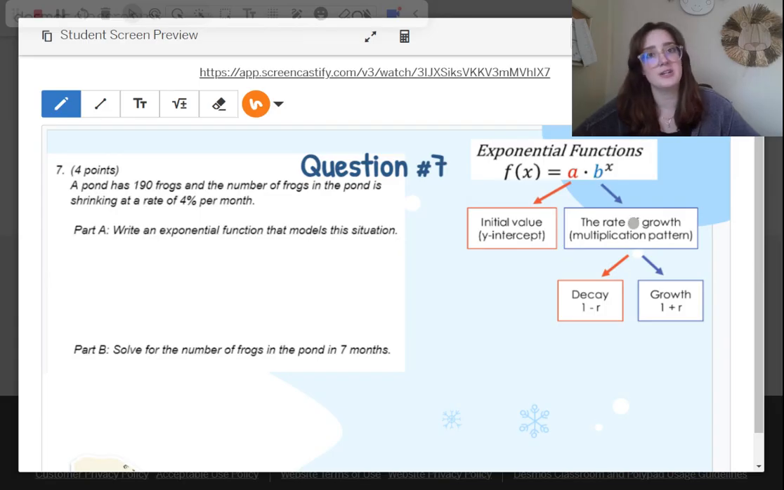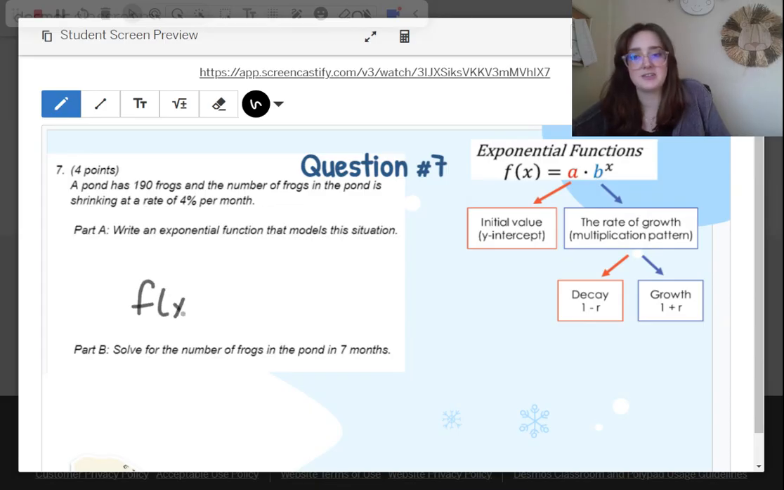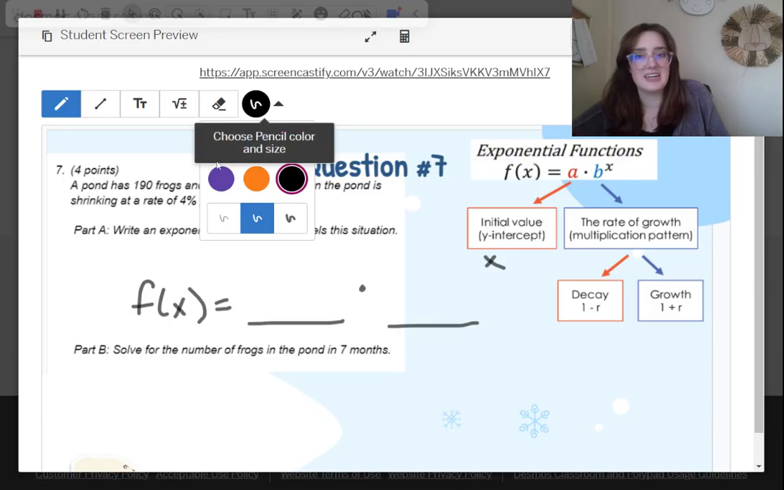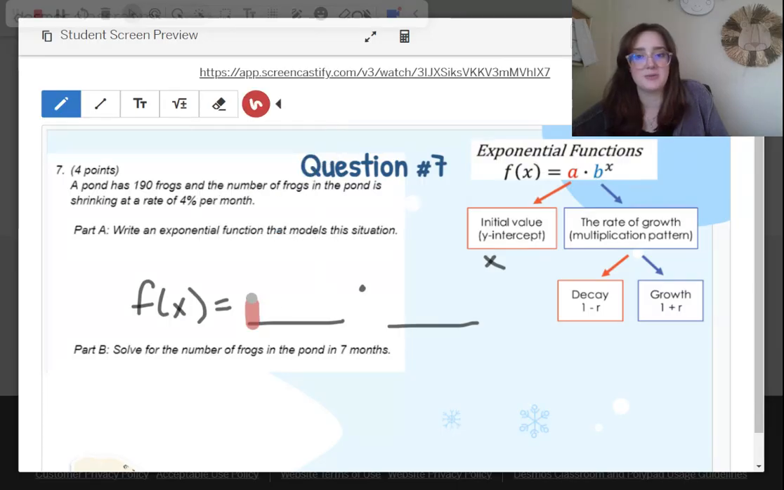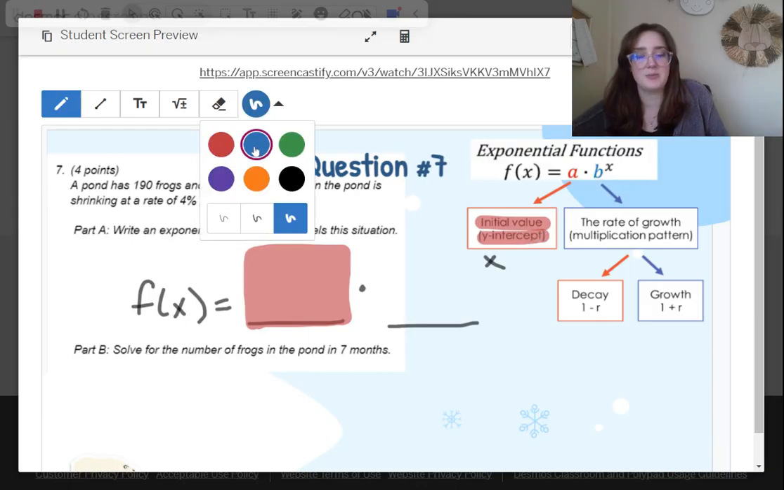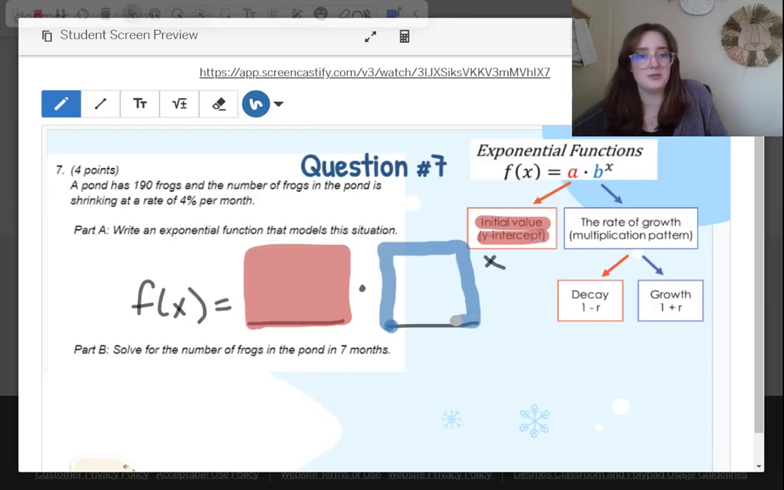So we've got our notes over here off to the side on exponential functions. So we know that our final equation, like our final answer, is going to be in that same format. So it's going to be f of x is equal to blank a times blank to the power of x, right? So just like with the table, like an xy table, we're still going to need to find that initial value, what our y-intercept would be, and then we're also still going to need to find the b value, which is that multiplication pattern, what's happening over time, what's our rate of growth.